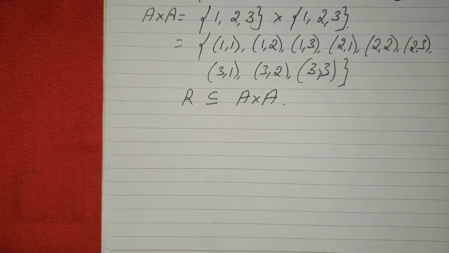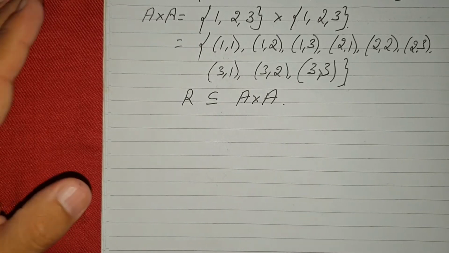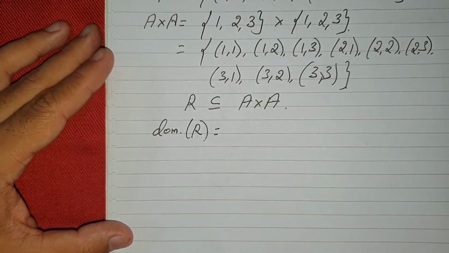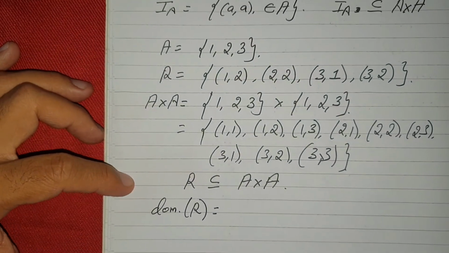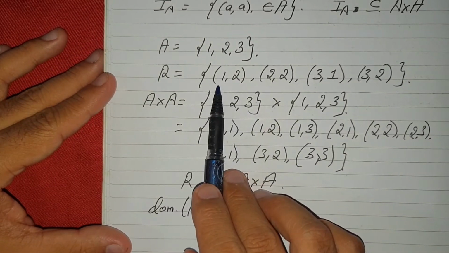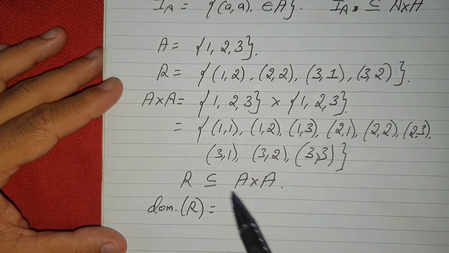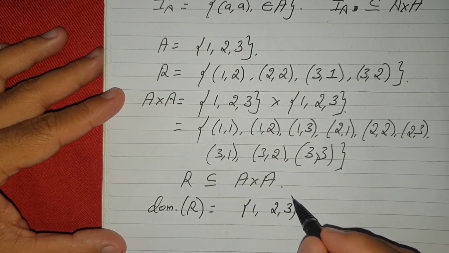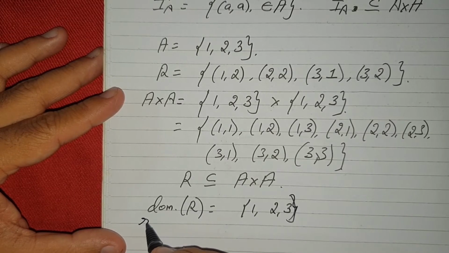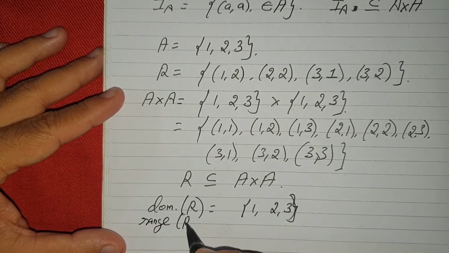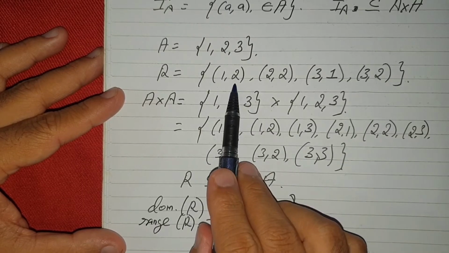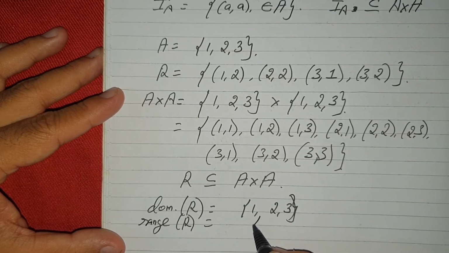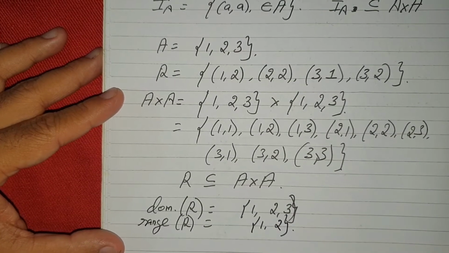Now suppose we have to find the domain and the range. The domain of R, we all know, is the first coordinates of elements of R. So that is {1, 2, 3}. Range of R will be the second coordinates, 2 and 1, meaning {1, 2}. So that is the range.